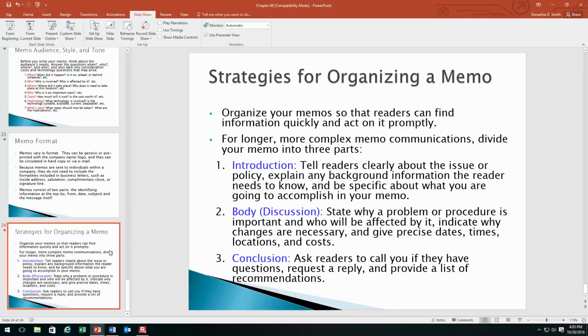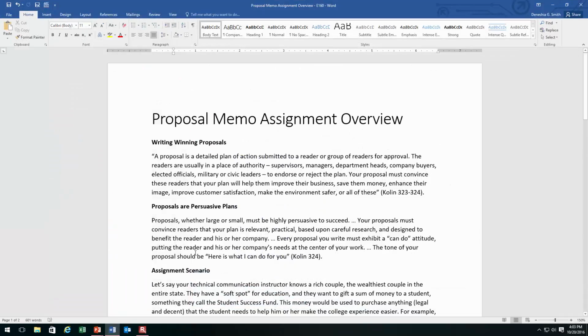Just keep what we've talked about here in mind as you are getting ready to start on that proposal memo assignment, which we will look at now. Let's take a look at what I need you to do with this assignment. So with the proposal memo assignment, what I want you to do is this.